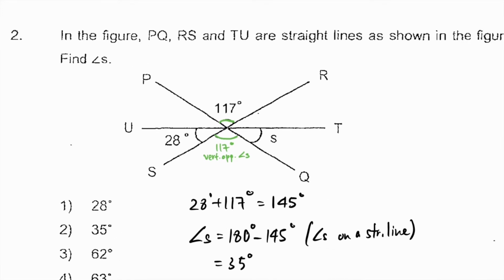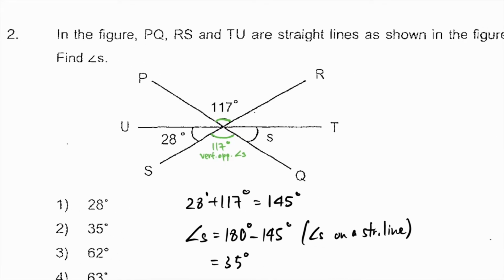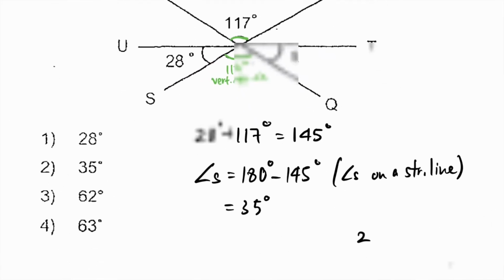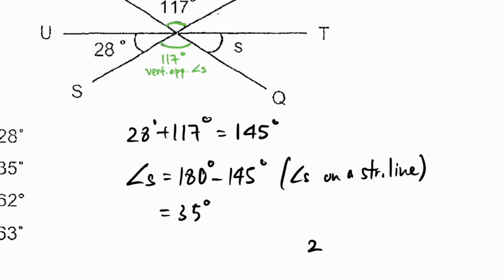Okay, question 2, we've got angles and we've got 3 straight lines right there. Which means 117 up here is going to be 117 down here. The rule is vertically opposite angles. Next, these 3 angles will add up to become 180 degrees. So if I know 2 of them, I can find angle S quite easily. So I shall sum up 28 and 117, giving me 145, and then angle S is therefore 180 minus this, giving me 35.